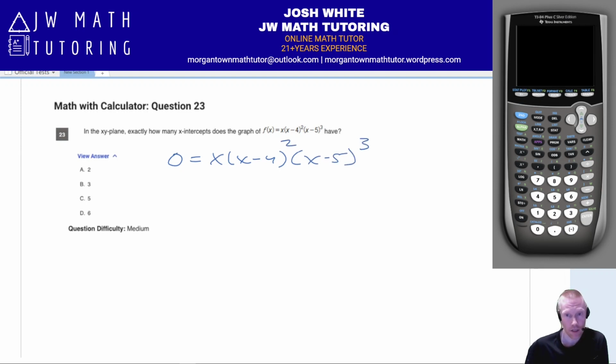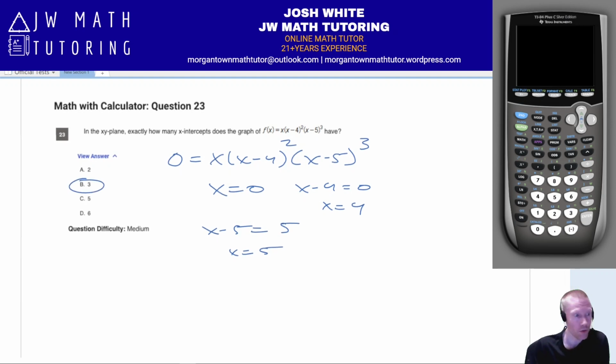So if we do that, you have some of these which have a multiplicity of 2, for example, on the x minus 4, and 3 on the x minus 5. But that doesn't change how many times each factor crosses or bounces on the x-axis. So this one is going to be 3. Basically, it's going to be x equals 0. And then if you set each of them equal to 0, those are going to be your answers. It's going to be x equals 4, and it's going to be x equals 5.